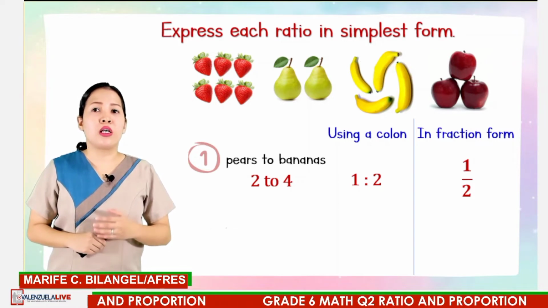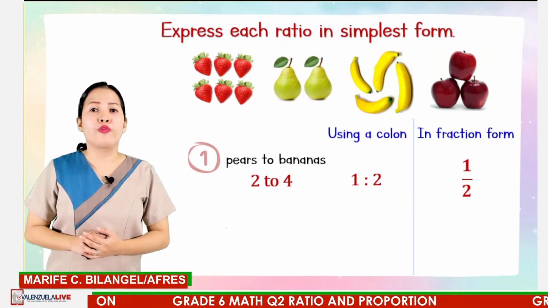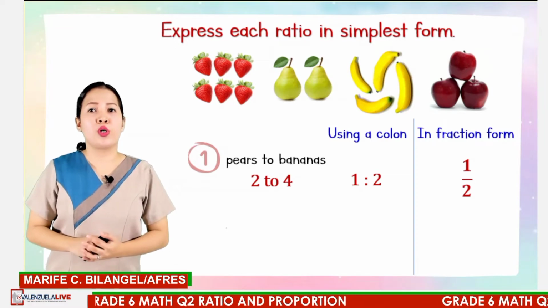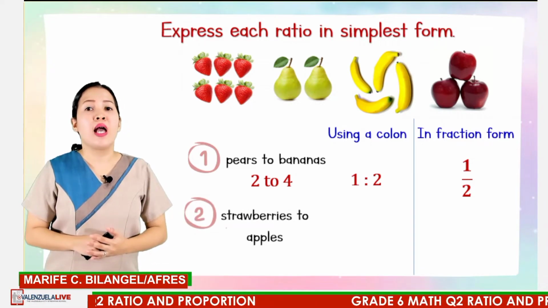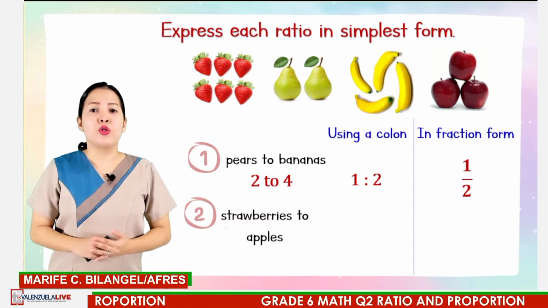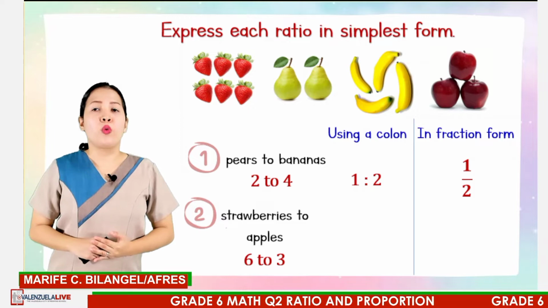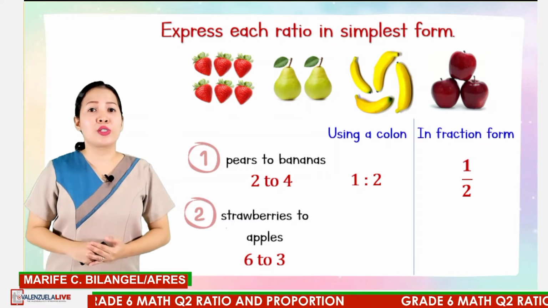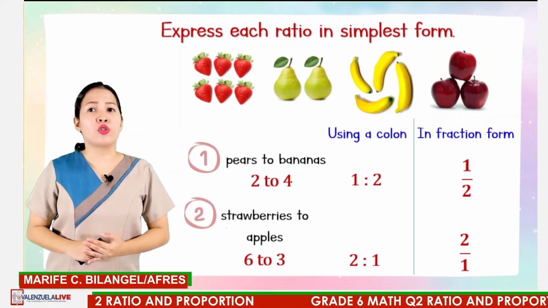Because if we are going to get the greatest common factor of 2 and 4, its greatest common factor is 2. So its lowest term is 1 to 2. Next, we have strawberries to apples. How many strawberries do we have? How many apples do we have? So we have 6 strawberries and 3 apples. What is its lowest term? Right, its lowest term is 2 to 1. In fraction form, it is also 2 to 1.